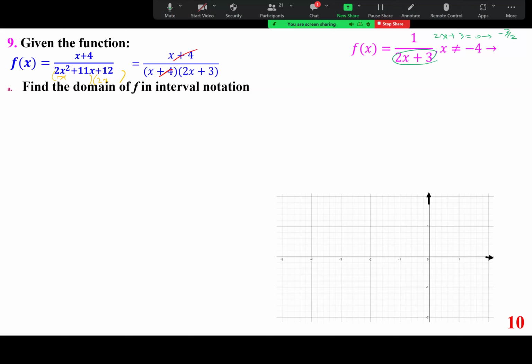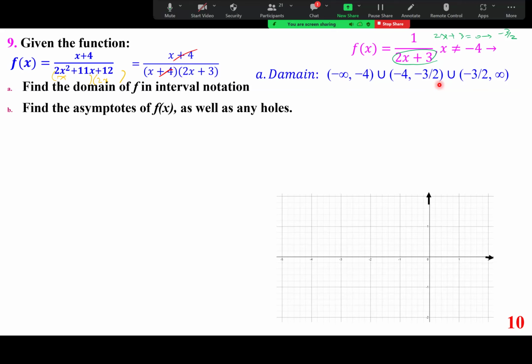X can't be negative 3/2 either. So we write the domain is from negative infinity to negative 4, union negative 4 to negative 3/2, union negative 3/2 to infinity, and they all take parentheses because the endpoints are not included, everybody. So that's the domain.